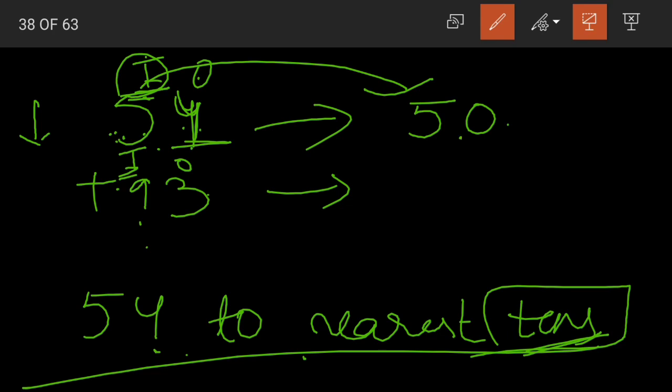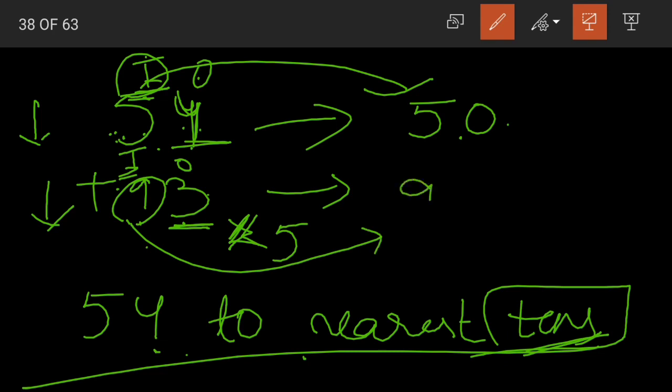54 becomes 50. Now coming to 93, 3 is in ones place. It is less than 5. Yes, again this number is rounded down. 9 is written as it is. Instead of 3, we will write 0. Now 54 becomes 50. 93 becomes 90. Now we need to add these two. 0 plus 0, 0. 5 plus 9, 14.